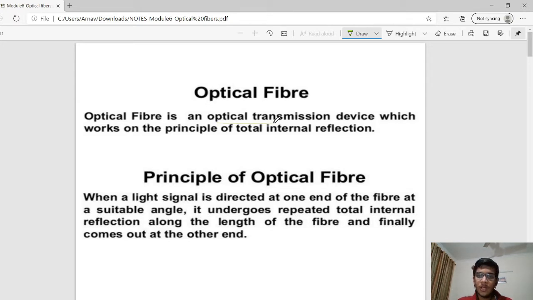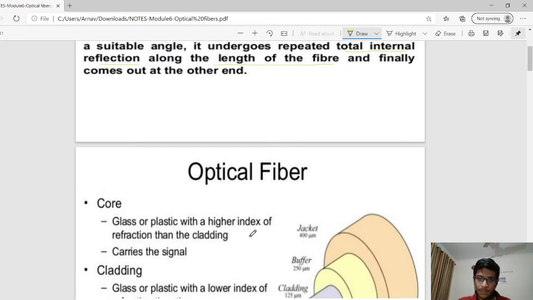Optical fiber is an optical transmission device which works on the principle of total internal reflection. Its principle is that when a light signal is directed at one end of the fiber at a suitable angle, it undergoes repeated total internal reflection along the length of the fiber and finally comes out at the other end.